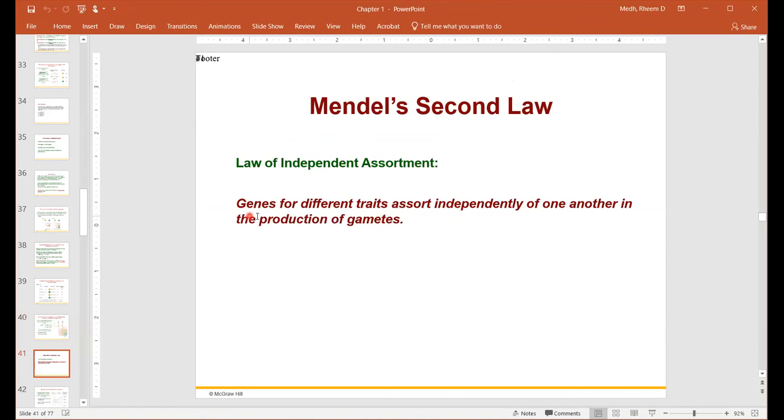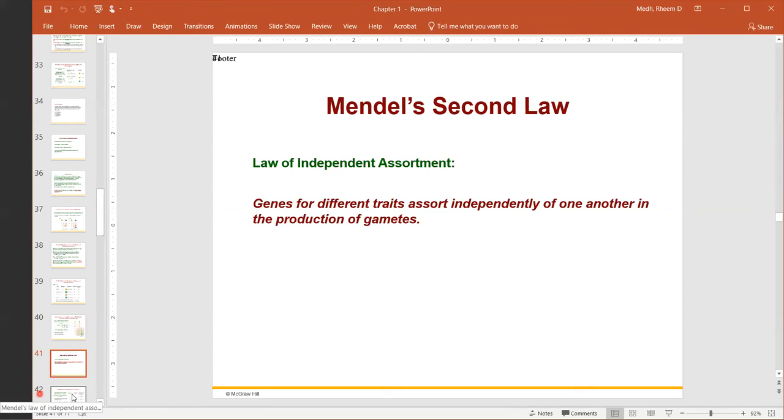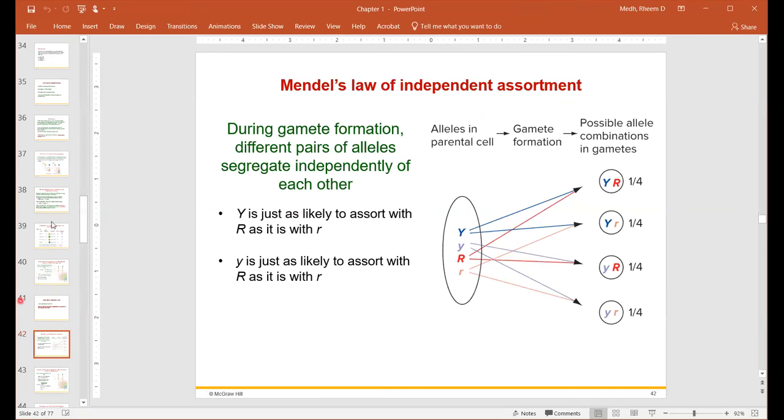So the law of independent assortment: genes for different traits assort independently of one another in the production of gametes. And what's important is you can look at each trait independently, ignoring the other trait, and you should still get the 3:1 ratio for the heterozygous cross. And you should be able to combine those two to get your dihybrid ratios, which I'll show you in a minute. So Mendel's law of independent assortment, we went through this already. I just wrote it down here. So you have big Y and big R, or big Y and little r, little y and big R, or little y and little r, all 4 possible combinations.